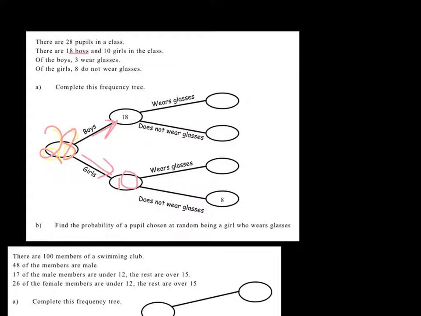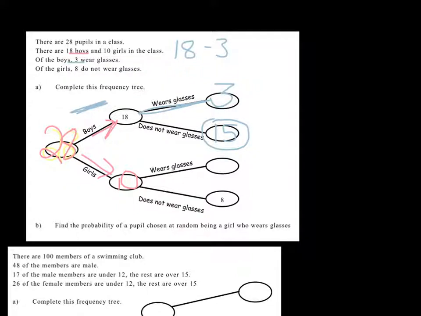Of the boys, so going on the boys route, 3 wear glasses. So 3 of them wear glasses. So if we know that there are 18 boys altogether, straight away we can now work out how many do not wear glasses. So what must the missing number be when we've got 3 already to make that original 18? So you can either do 18 minus 3 or think of the difference between those two numbers. So that's going to give us 15 who do not wear glasses. So remember, these two need to add together to make the 18 boys.